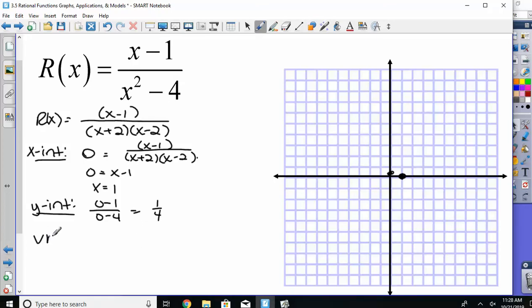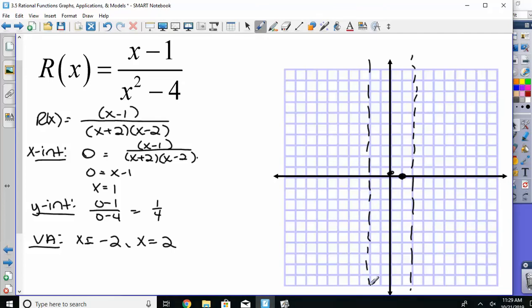Okay, vertical asymptotes. It's x equals what makes the bottom 0. So what would make this bottom 0? Look at our factored one. So we have x equals positive 2 and x equals negative 2. When you graph those, they are just dashed lines. So we got that just by looking at our factored one and setting the denominator to 0.